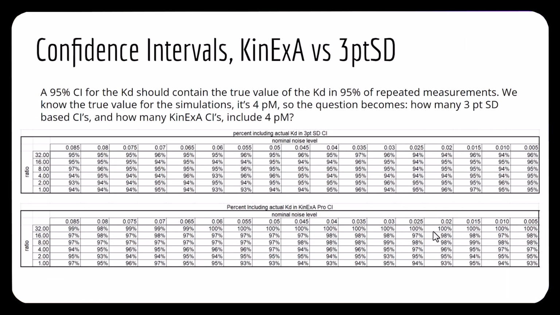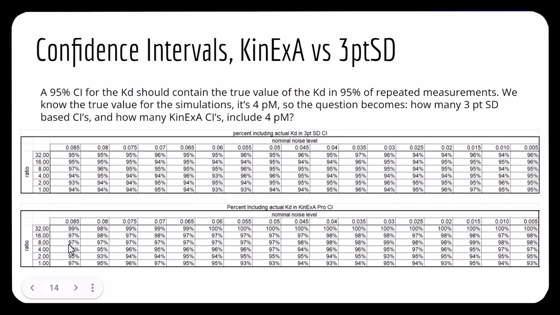So the next thing I looked at was, let's try it for a lot of these things. I simulated more data, and what I'm showing here is tables. This first row is the noise. I simulated from 0.5% to 8.5% noise, and then I looked at different ratios, from 1 to 32. And here in this lower graph, this is the KinExA Pro CI. So this is just the confidence interval that's reported.